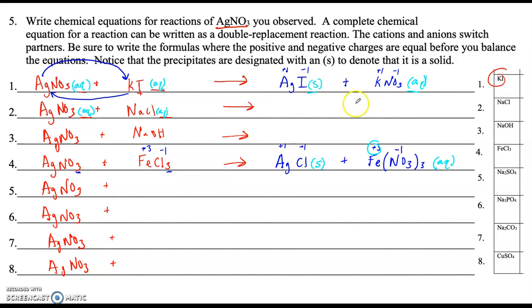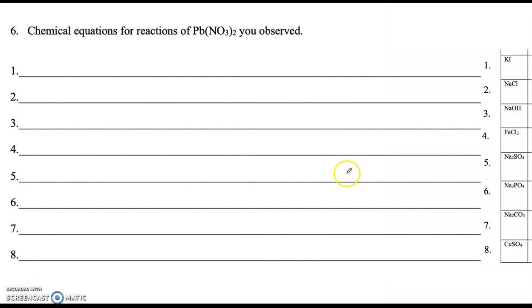So go ahead, you'll have to finish the rest, find all the products, and then decide if they're soluble or aqueous by looking at the yellow sheet. The next section, you're going to be working with lead nitrate, so it's the exact same thing, but now you're going to put lead nitrate for all of these, plus KI goes to, and then figure that out. Then you do the same thing, lead nitrate. Make sure you write it out each time, and then NaCl. Go ahead, write those out.